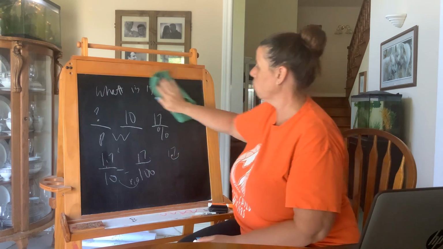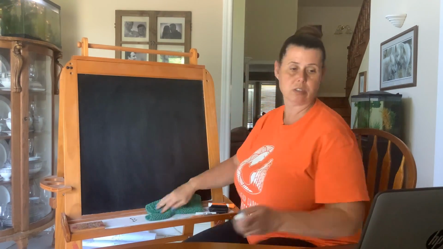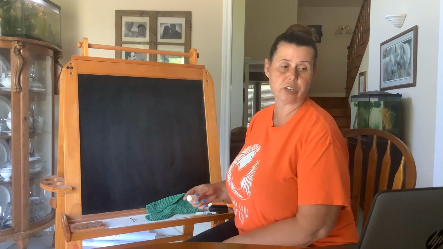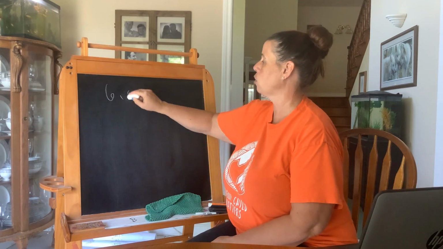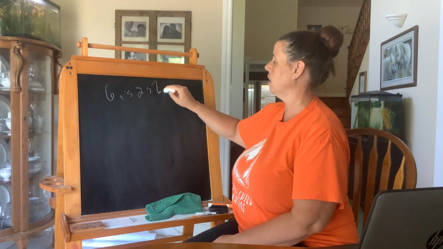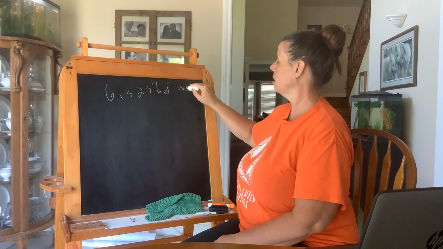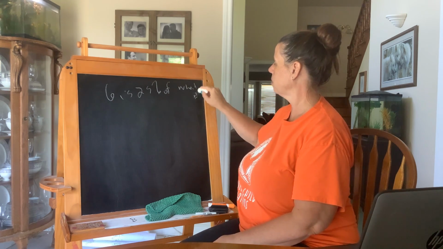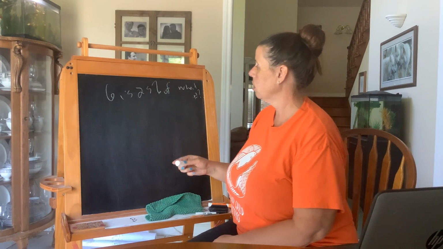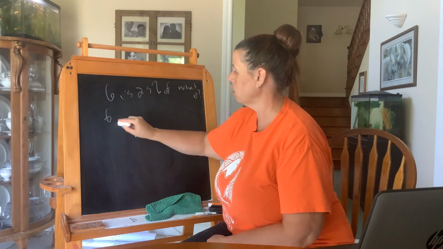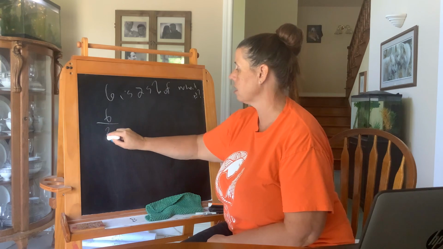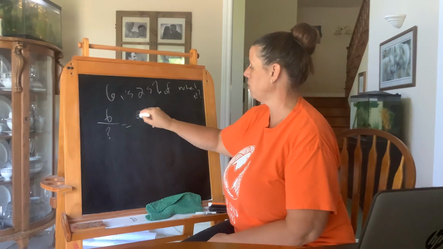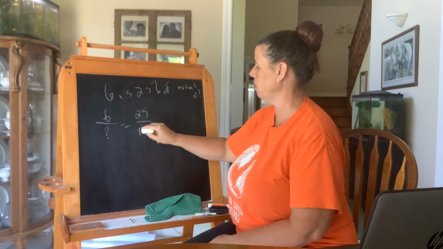Okay? Go finish the last two, and we're down to, I don't know. Oh, actually, there's a couple here that don't have answers, so I'll do one of those for you. 6 is 25% of what number? Okay, so we know that 6 is the part. We don't know what the whole is, but we do know that it's 25%, so 25 out of 100.